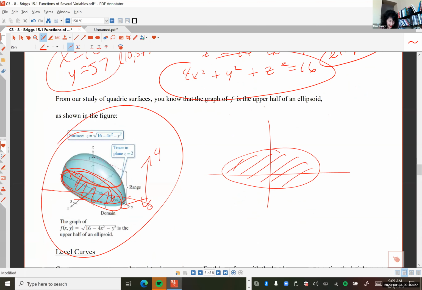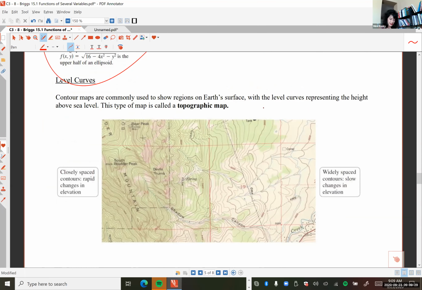Okay, all right, level curves. Have you guys ever seen one of these, a contour map? Do you even know how to read one? I've seen it, but never known how to read one. Okay, let's talk about it.